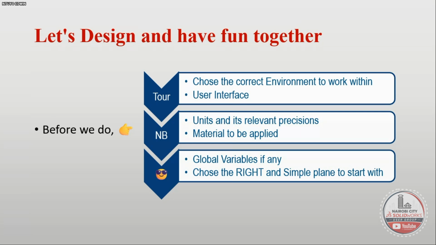Then also there are global variables, if any, and this comes in when I'm going to duplicate the same model for different dimensions. That could be the height, and this drives us to what we call configuration tables and design tables. Then also you have to choose the right and the simplest plane to start with.